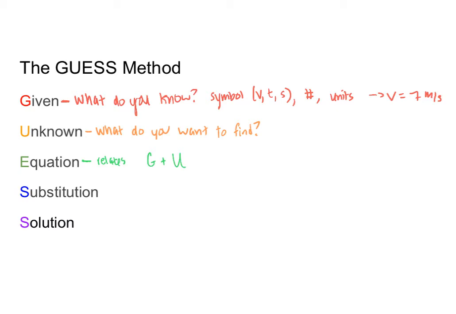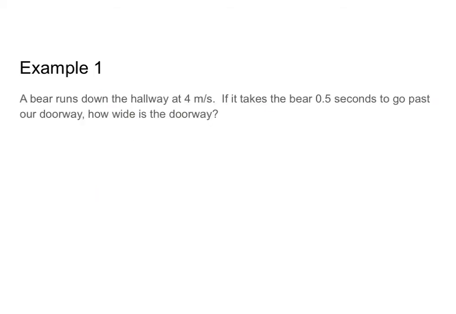Finally, once you have an equation, you are ready to do the last 2 steps, which are to substitute and solve. I wrote those out as 2 separate steps because that makes the acronym much nicer. However, it's really 1. So you're going to plug your numbers into the equation, and you're going to solve for your unknown. And that is the GUESS method. So now that you know what it is, you are ready to go ahead and try implementing it with our very first example.